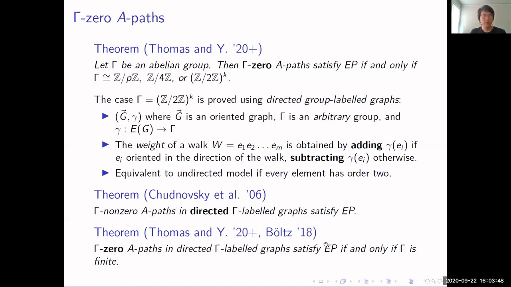Okay, so what we prove is that gamma zero A paths also satisfy the Erdős-Pósa property if and only if gamma is finite. So if the group is infinite, then there's no way it can be true. But if it's finite, then it's always true. And I should mention that this was independently proven by Boltz in his thesis, but this is only available in German. And we need this to prove this part. So we do give a proof of it in our paper, but I won't give a proof here. It's not too difficult. It's fairly elementary. The cancellation property really gives you a lot.